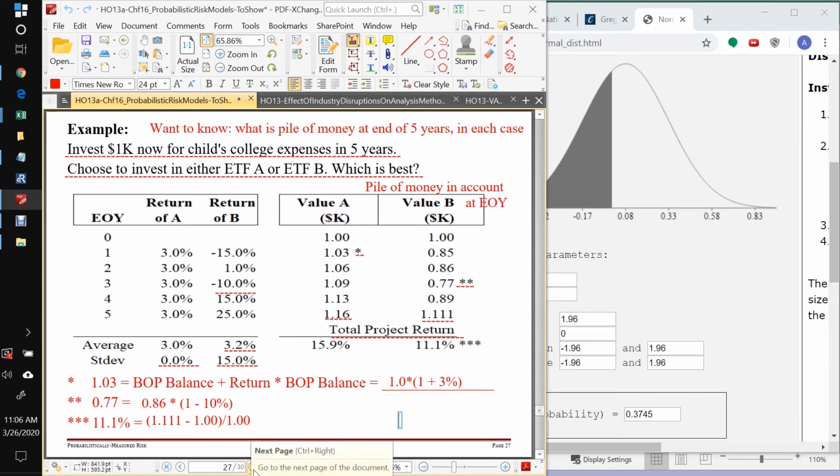Okay, so that's how volatility drag works. So if you have a long-term multi-period investment, don't be fooled by just the average annual return. You also have to think about how volatile are those returns. And if they're volatile, you're gonna have a degraded total project return because of that volatility drag.